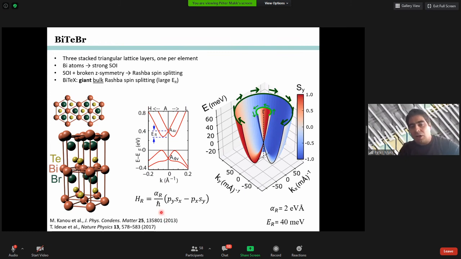It has a really large Rashba spin orbit interaction. This comes from the heavy bismuth atoms, which are sandwiched in a polar environment between tellurium and bromine atoms. Because of the broken inversion symmetry, there's a large Rashba splitting, which is on the order of 40 meV in this case. They sometimes call it giant.